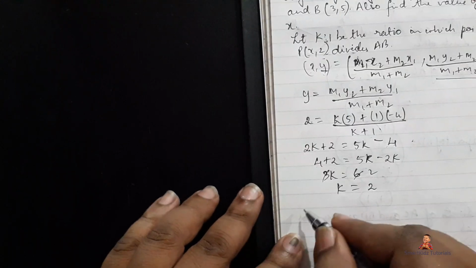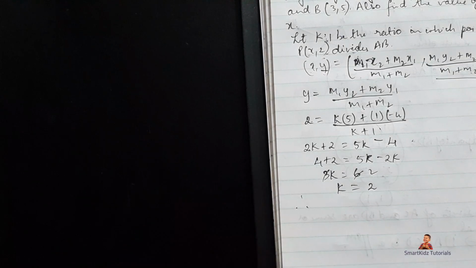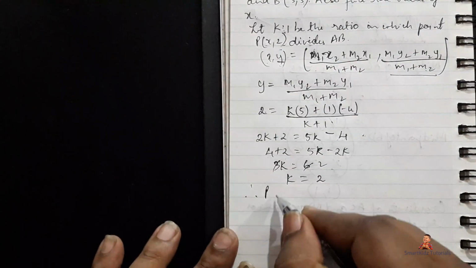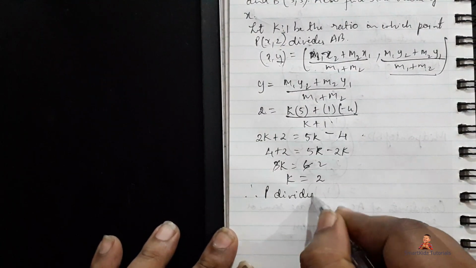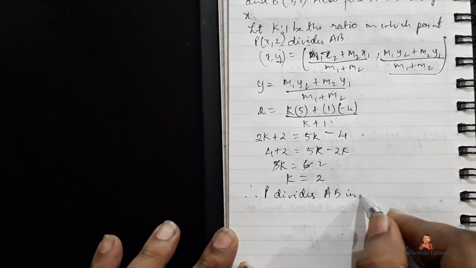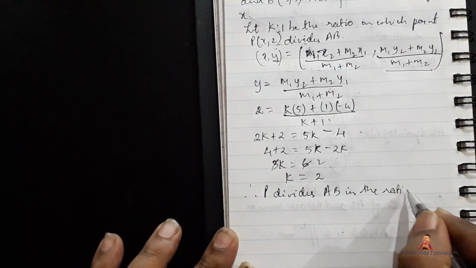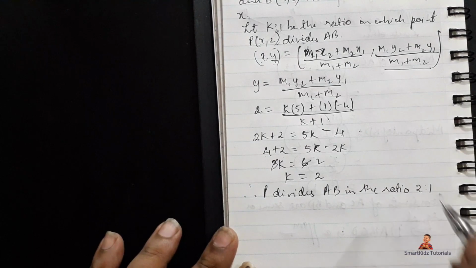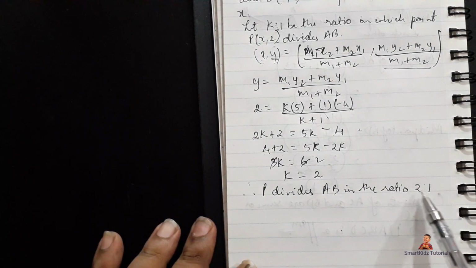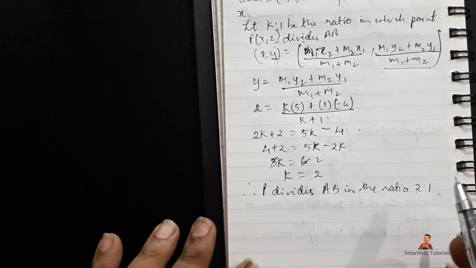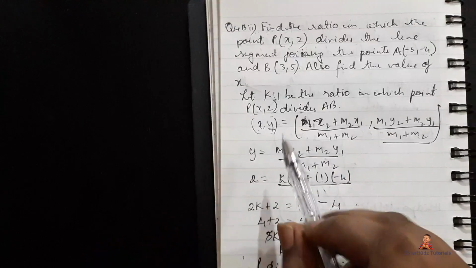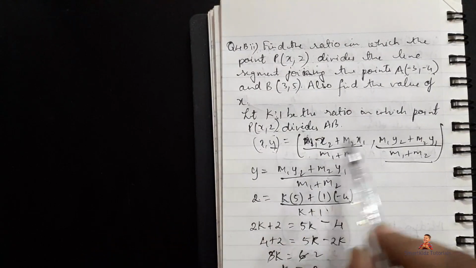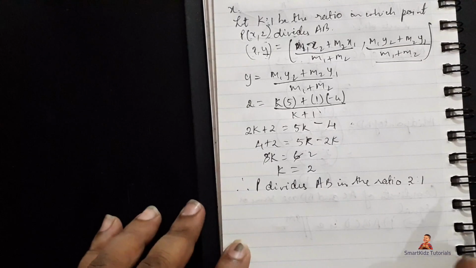So now we can say that, therefore, P divides AB in the ratio 2:1, because we had assumed it as k is to 1. K is 2, we found. Once we have got this, we need to find out x. So from here, x is equal to this part. So that's exactly what I'm going to write now.